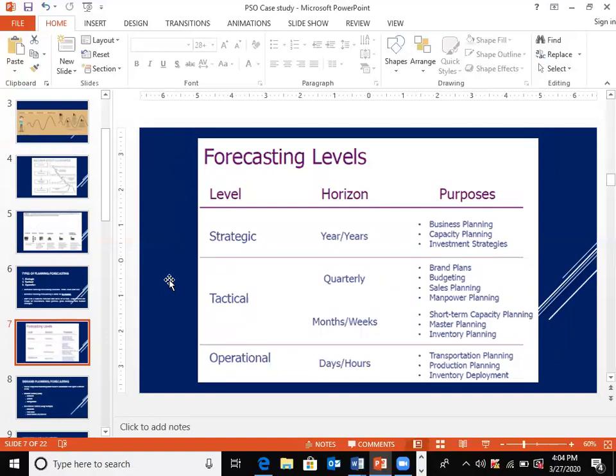And again, this is something I'm not going to go into a lot of detail on because I have covered this in detail in the previous lecture. But this is just something very important for you all to know, because these are the kind of things that a company should be forecasting.